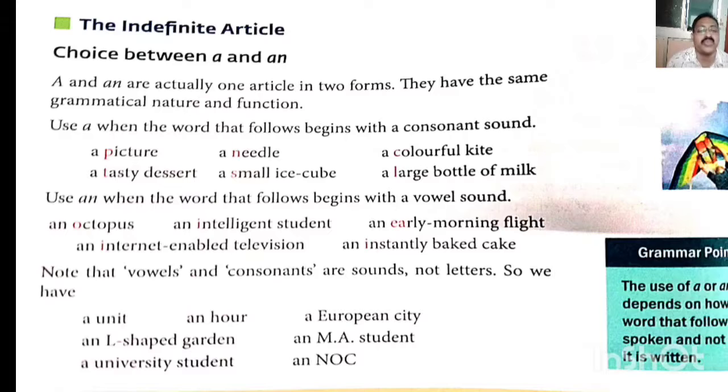And an MLA student, an MS student, an NOC, and an L-shaped garden. For MA, NOC and L-shaped, this "an" is used because of the pronunciation. So for some words, even though they begin with a consonant, we use "an" before them. And even though they begin with vowels, we use "a" before them only because of their pronunciation.